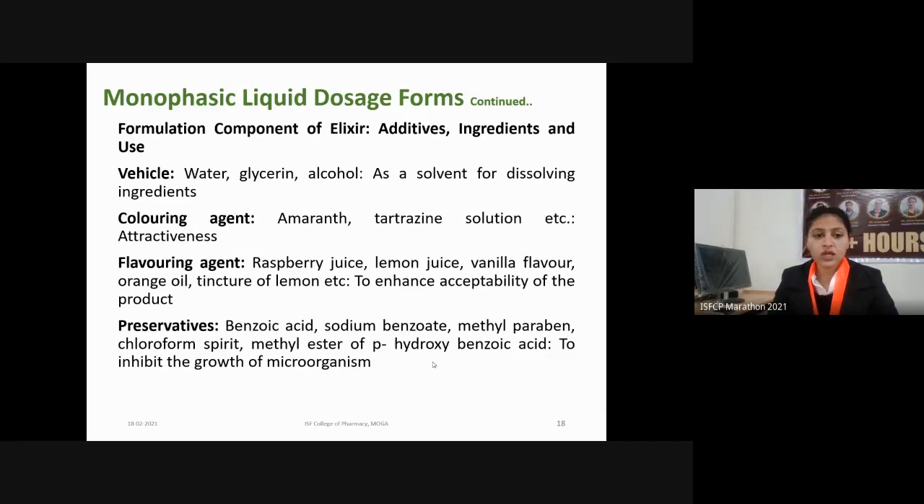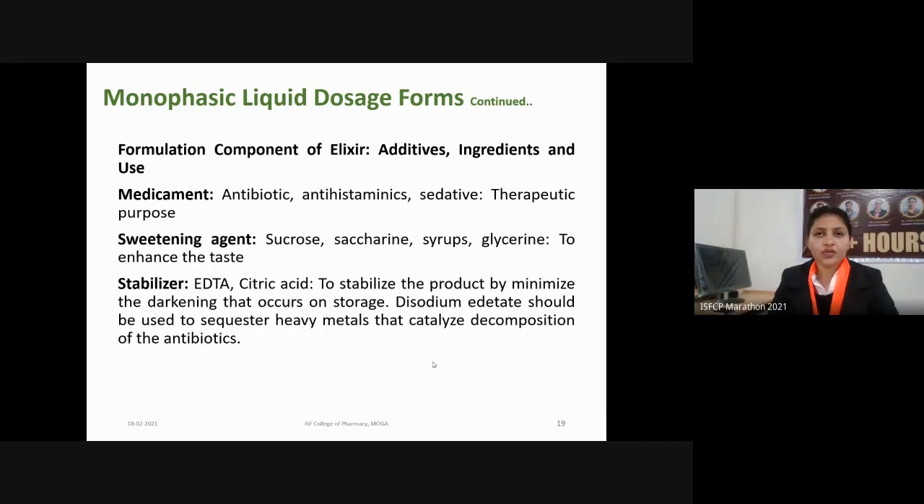So these are the different vehicles, the different excipients that we use for the preparation of the elixirs. The next is the medicament, meaning the drug. We can dispense antibiotics, antihistaminics, and sedatives in the elixirs. These drugs are used for therapeutic purposes.